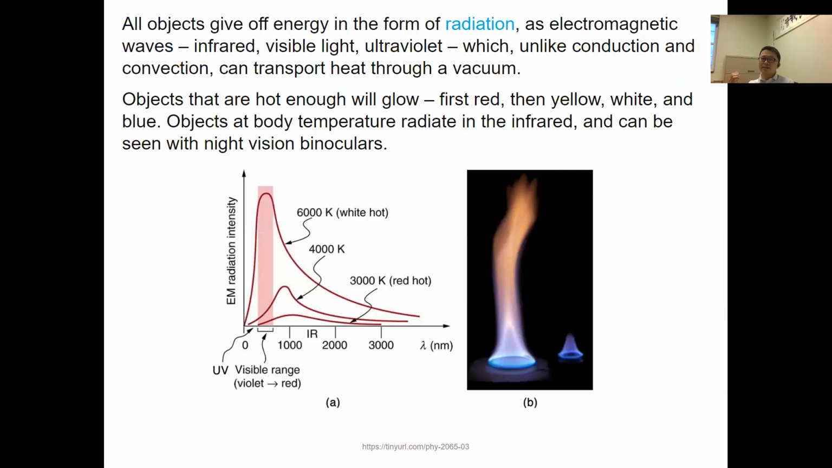The last one is radiation. When the material has a temperature, it will radiate heat, so heat will go off. In this case, it can even go through vacuum. It doesn't necessarily need a medium like the convection or conduction process.